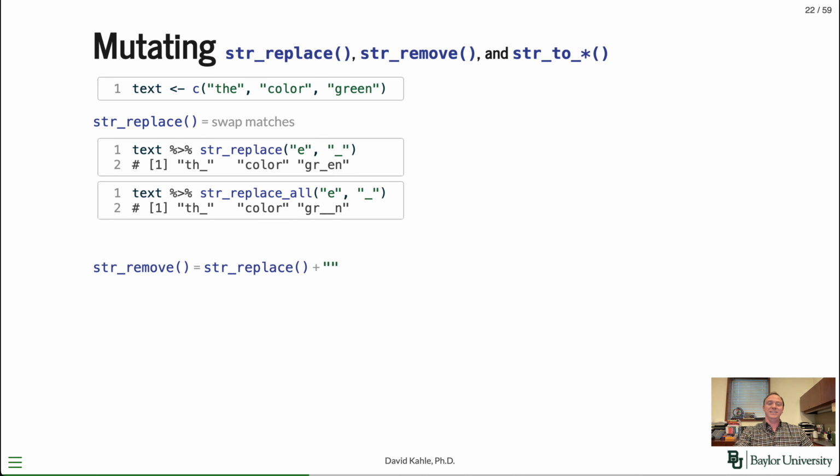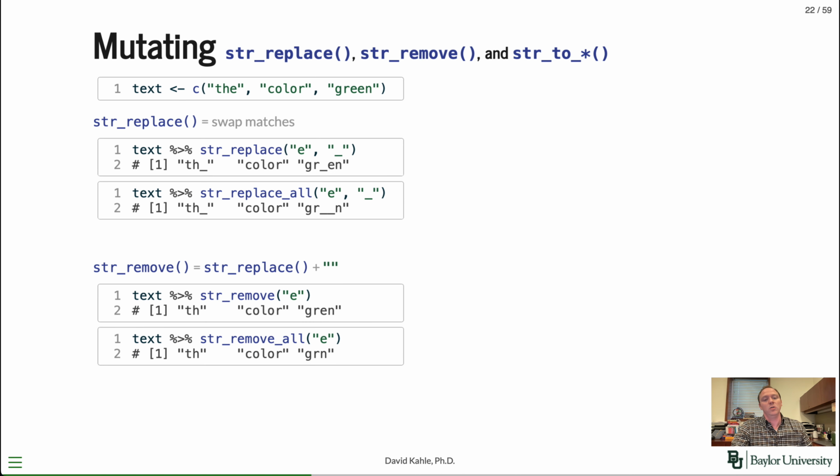str_remove is actually just str_replace. In fact, originally remove wasn't part of stringr. What people would do is take str_replace and replace things with the empty vector. So instead of an underscore, just replace it with nothing, and that would effectively remove it. Now that's actually a verb that is there. So I can str_remove e or str_remove_all the e's, and now it's just gurn. Hopefully you'll remember it because of the gurn. It sounds really weird. So str_replace_all, and str_remove.